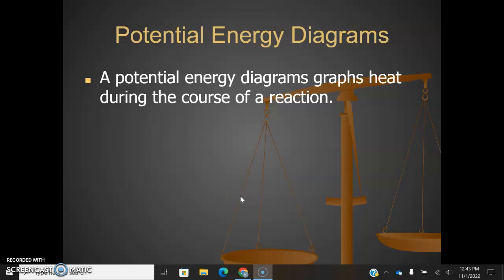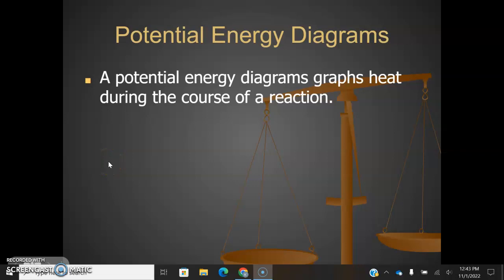Hey guys, so in our second video today we are going to be talking about potential energy diagrams, and we are going to have to know how to read these and how to interpret these for this unit. So number one, what is a potential energy diagram? Well, it's a graph that basically plots the heat of a reaction during the course of the reaction. So it's showing you what's happening to the energy throughout a chemical reaction.